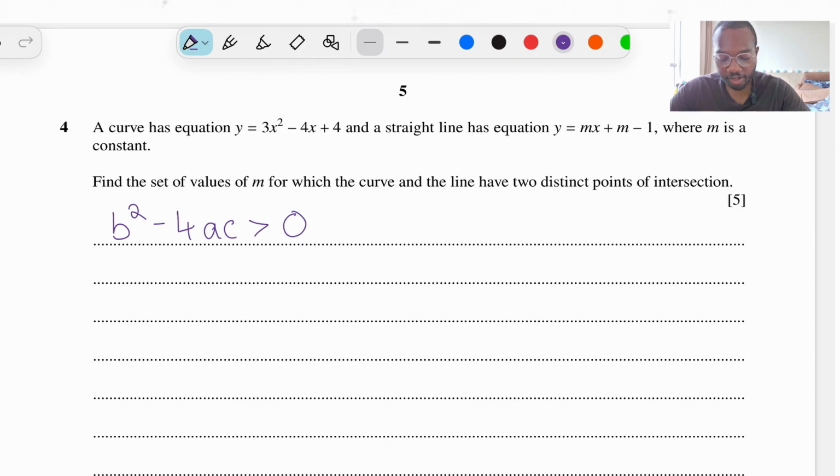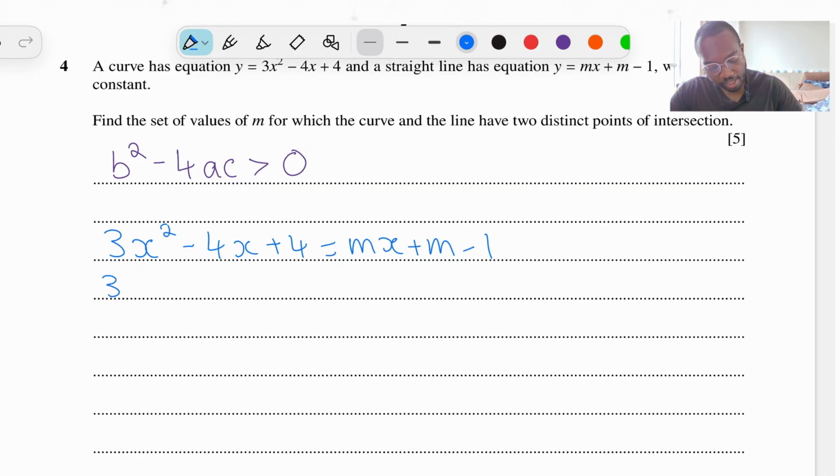So if the curve and the straight line intersect, that must mean they are equal to each other at some point. Okay, so if I do that, we get 3x squared minus 4x plus 4, and that must equal mx plus m minus 1. And then we're going to bring everything to the same side. So if we bring everything to the left side, that would be 3x squared, minus 4x, minus mx, and then we bring the minus 1, so we get plus 5 minus m, and that is equal to 0.